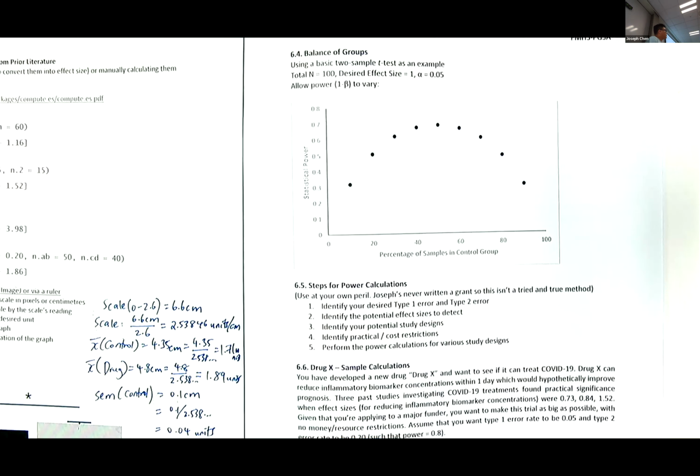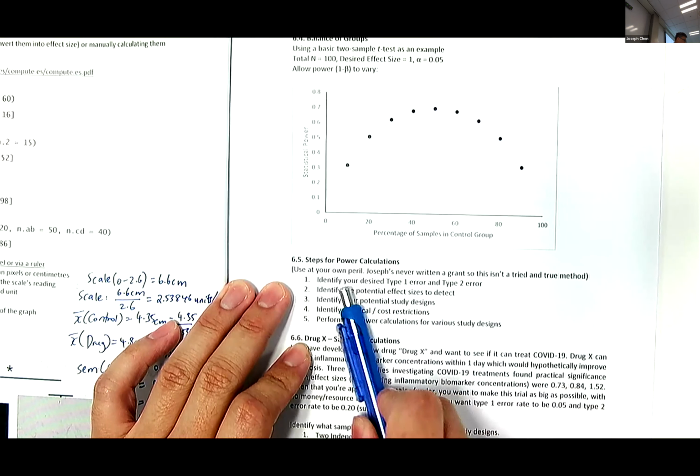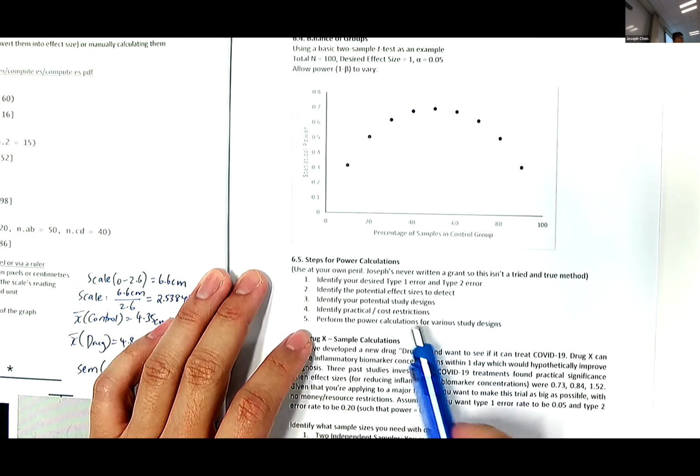That will be based on prior research, or going to a graph and doing this calculation, or simply getting a test statistic and converting that. So once you've got type 1 error, type 2 error, and the effect size that you want, then identify your study design. Are you doing a between group study or a within group study? Repeated measures designs use paired t-tests, versus independent samples t-tests.